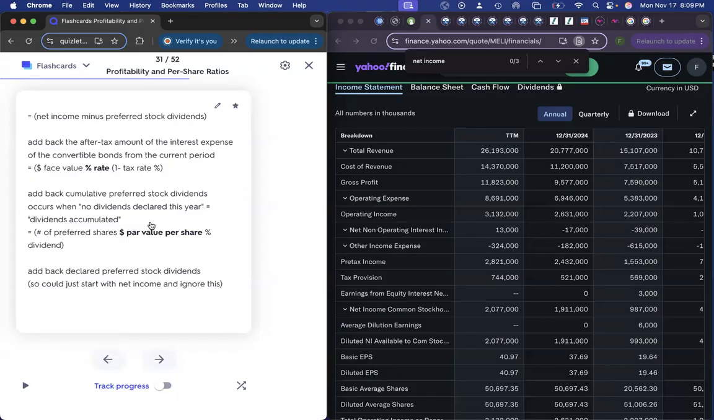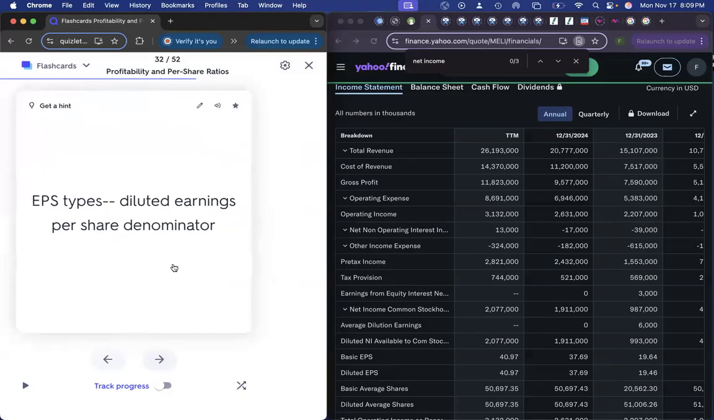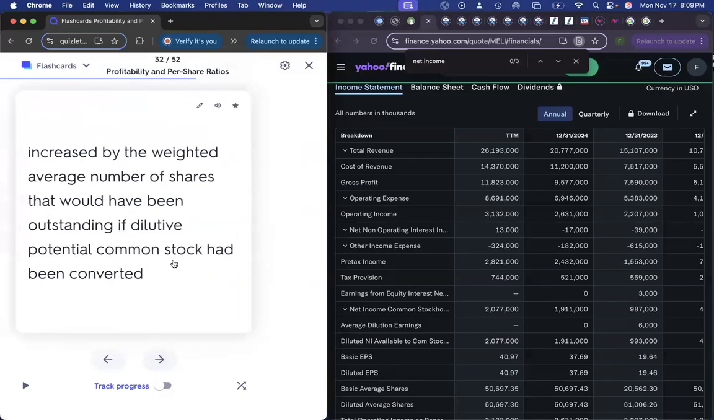So there were no preferred shares from Mercado Libre, but let's say that was 10,000 and the par value per share is 2 and the percent dividend is also 40%. So that's 10,000 times 2 times 40%. That's the numerator. The denominator is increased by the weighted average of shares that would have been outstanding if dilutive potential common stock had been converted.